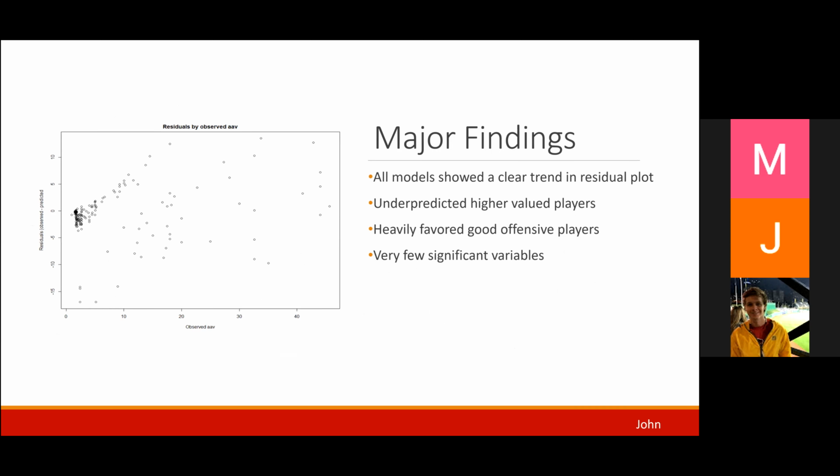The biggest issue with our models was the obvious trend in the residuals. We never found a model that reduced the residuals to white noise. This is a key reason for the lack of fit, and clearly some information is missing. Also, our models under-predicted higher valued players. They were the outliers, and our model heavily favored good offensive players. Regarding defensive players, there wasn't much good data regarding their performance. So players who get paid for their defensive capabilities are most likely missed by the model.